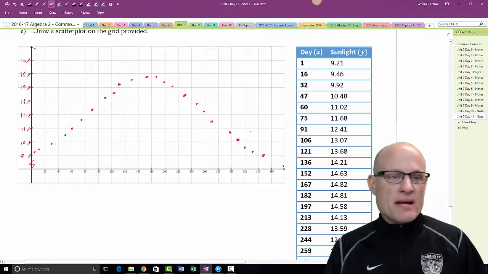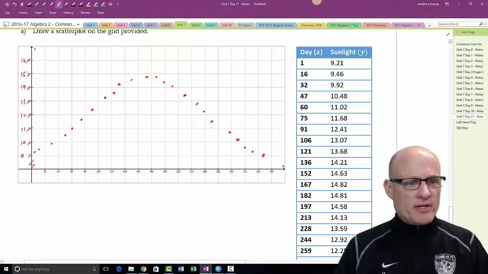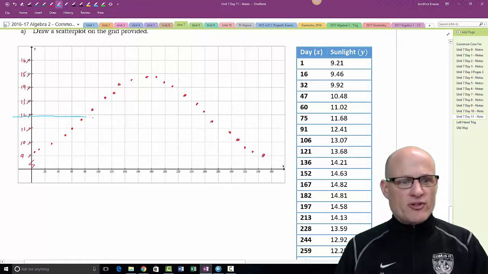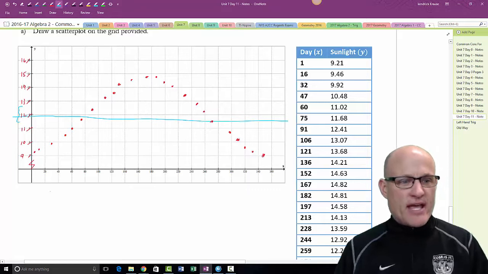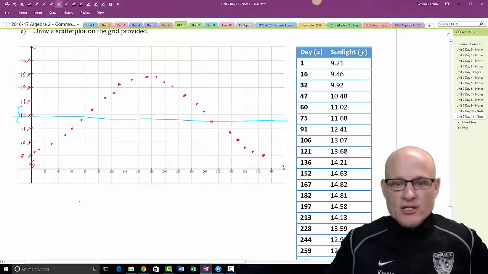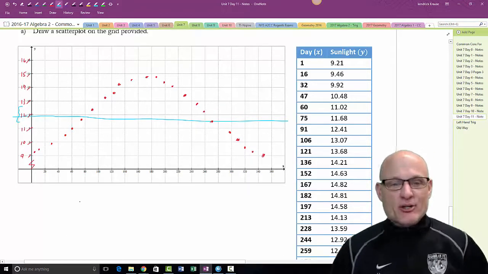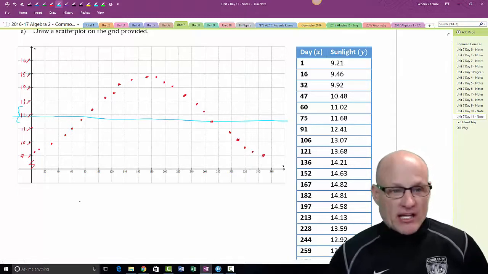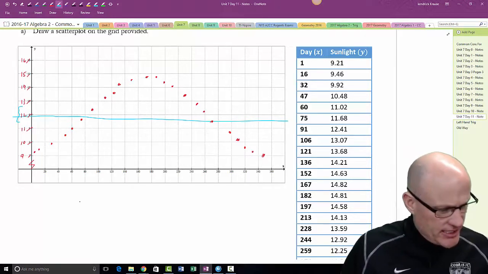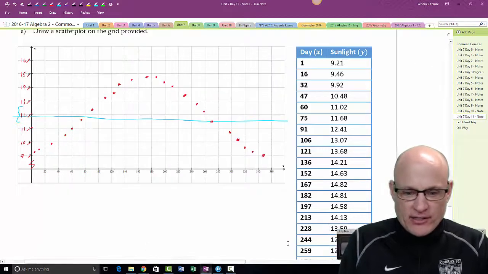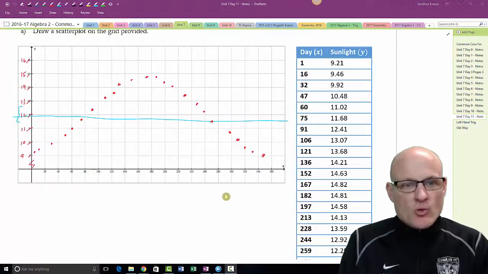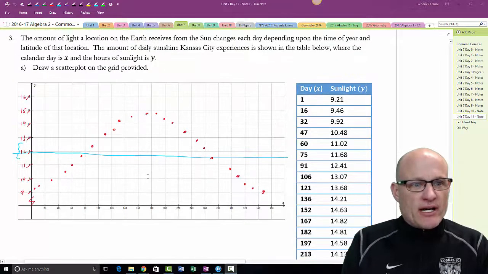So if I had to guess what my midline was for this, I would guess my midline, or average number of hours, is going to be somewhere between 11 and 13 hours. That's my average year-long sunlight in Kansas City, it appears. So I've got this data already put in, thank goodness. And so we're going to do sinusoidal regression on this.